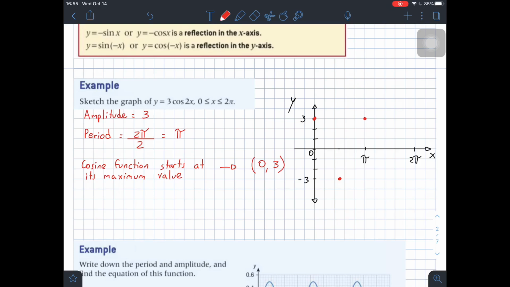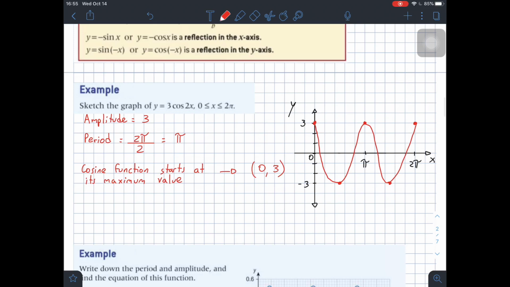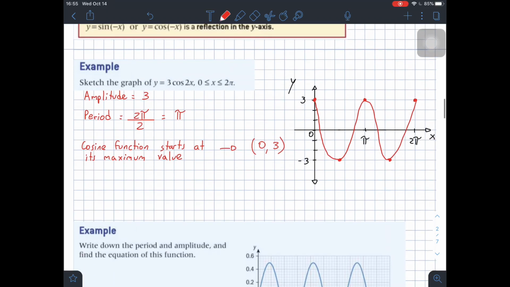So we can repeat this right here. At 2 pi we would have a maximum again. And then in between these two, we're going to have a minimum. So with these points, we can already do our sketch by using our hands only. We do not use a ruler for this. So we use our hands and we join the points. And then we have a sketch of the cosine function. Okay, so that's how we can quickly sketch a trigonometric function by knowing this information over here.